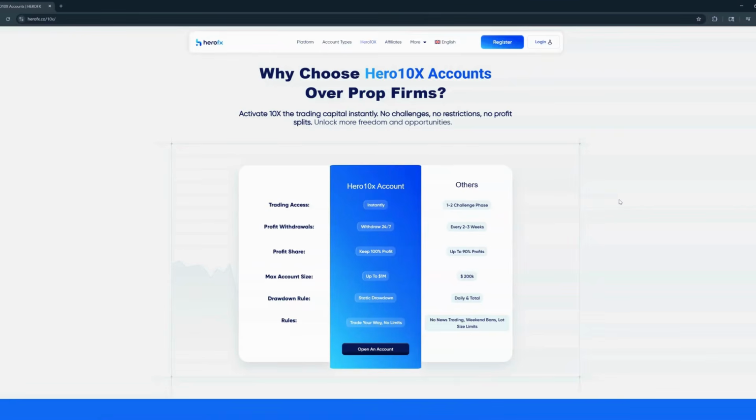Now, again, there's no rules. You trade your way. There's no limits on news trading, weekend trading, or lot sizes. You trade however you want to trade with no restrictions. This is a no-brainer because when you have more capital, that means you can trade with bigger lot sizes, and that means more and bigger profits.